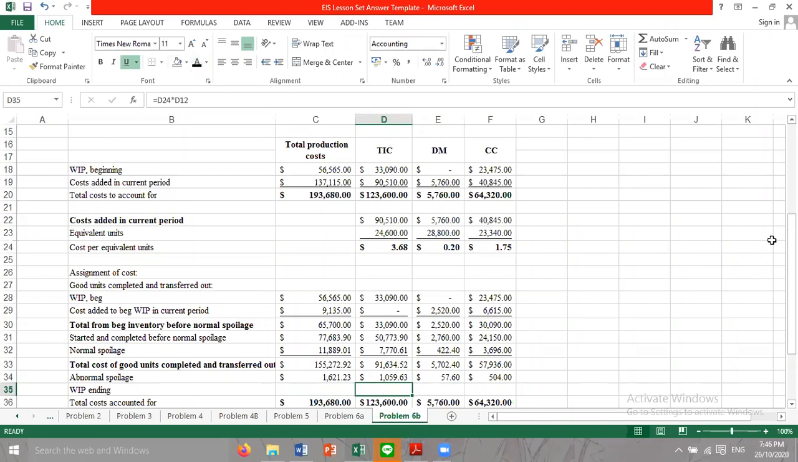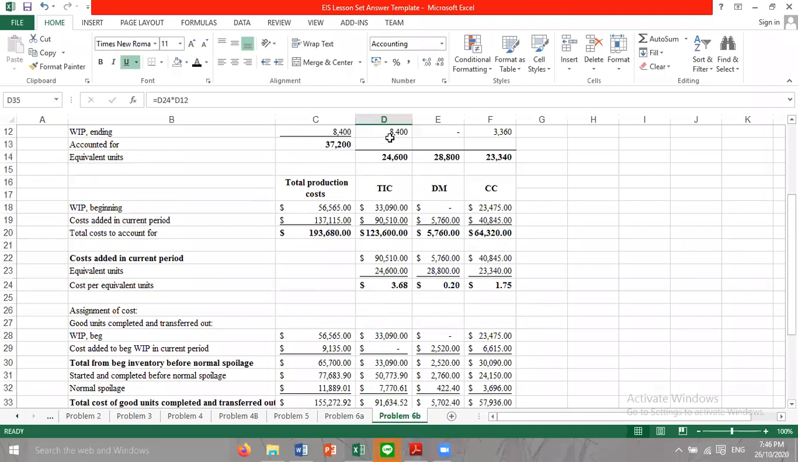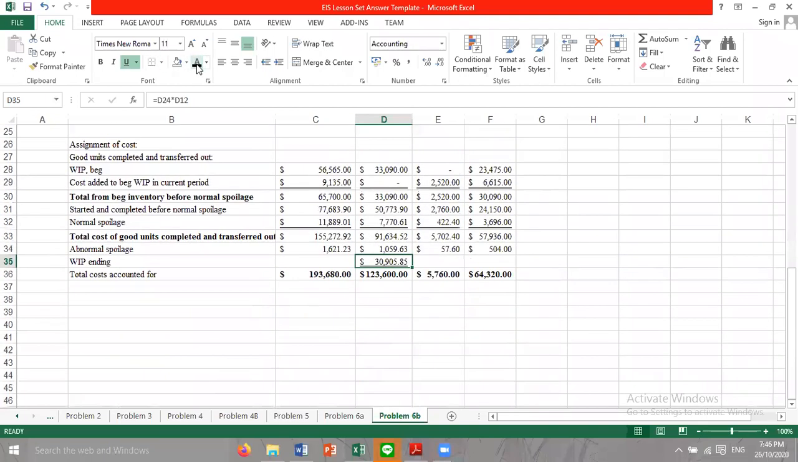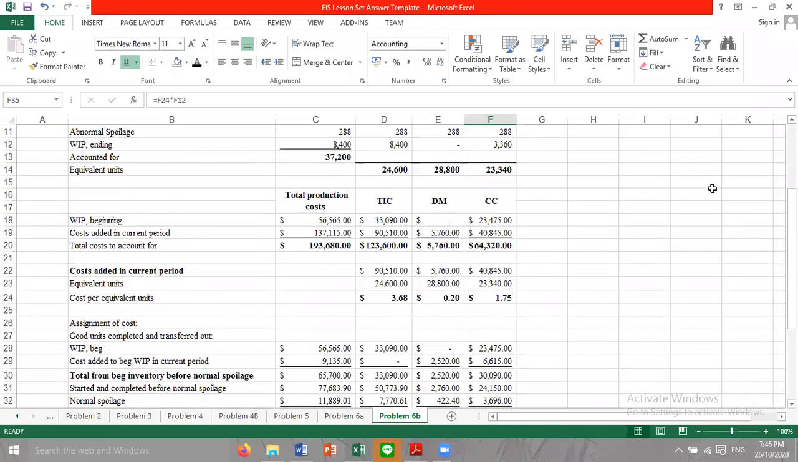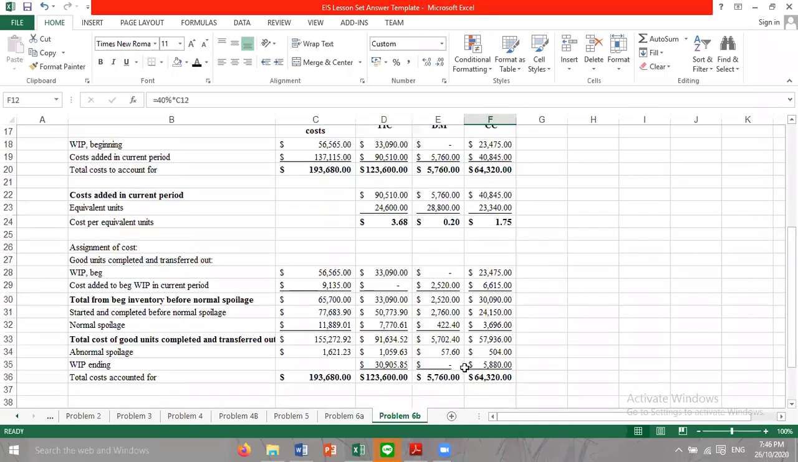Then the final one, WIP ending, is practically the same as the previous process costing answers. Just multiply cost per equivalent unit with the equivalent unit WIP ending. In this case it's times 8,400, times 0, and then times 3,360, to get a sum of 36,785.85. Now notice that all these three have an equal sum of 193,680, the same sum as the total cost to account for. As we can see, they're all equal. So once again, make sure that they're all equal.